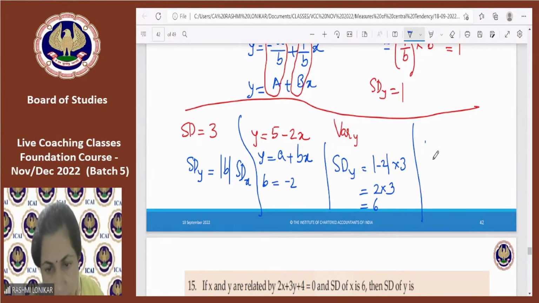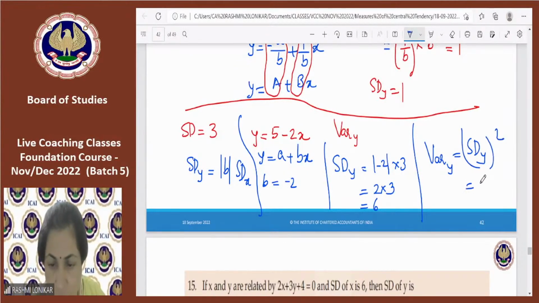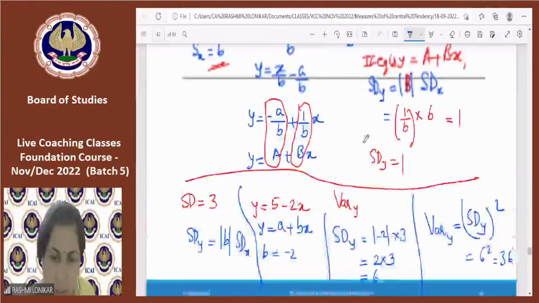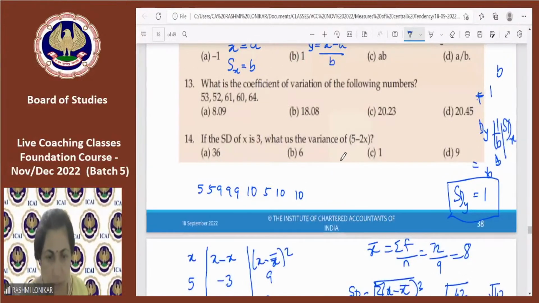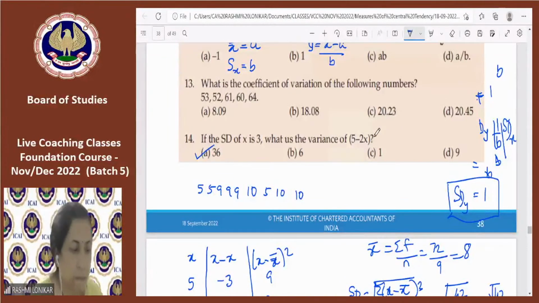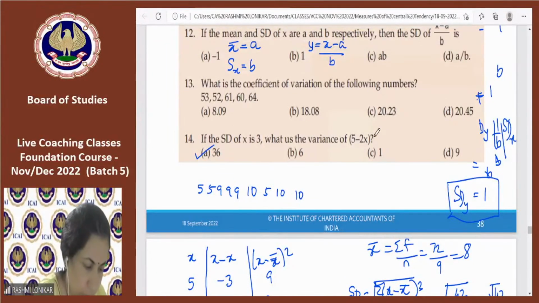But they are asking for variance. Variance of y will be equal to standard deviation of y the whole square, which is equal to 6 square, which is equal to 36. Let us see whether or not we have this answer. So 36 will be the correct answer. Crystal clear? Yes, very good.